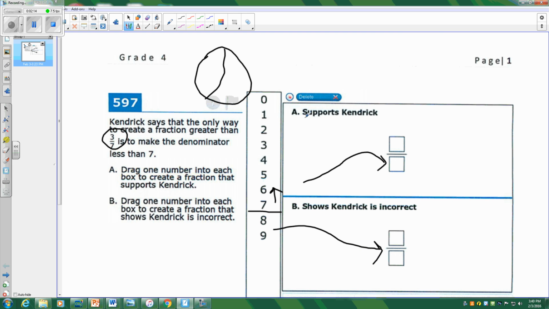All right, so for part A, since we talked about the relationship with 1/2, as you're looking through the choices for denominators, one that might be an easier choice to show what's greater than 3/7 would be 1/2. And that's kind of a nice, easy visual reference as well. So in this case, you're supporting Kendrick because the fraction you picked, 1/2, is greater than 3/7.